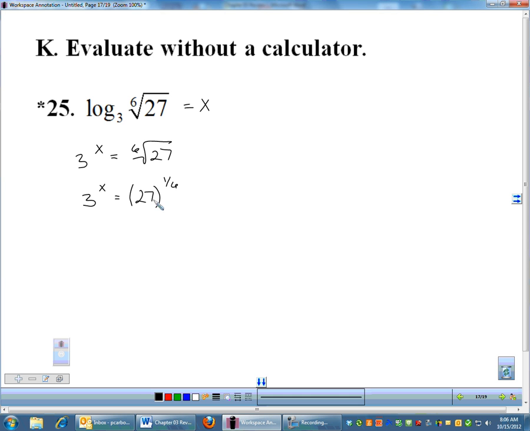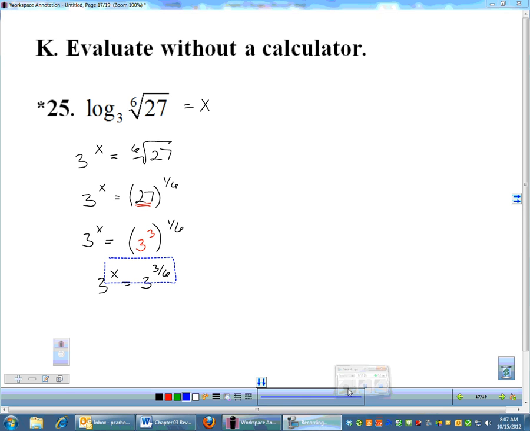And then I need to start cleaning up. 27 is the same thing as 3 cubed. So I'll turn 27 into 3 cubed to the 1/6. And so my left side is just 3 to the x. When you have a power to a power, you multiply. So 3 to the 3 times 1/6 is going to be 3 to the 3 over 6. And then you set the exponents equal. And we get x is equal to 3/6. And if you're incredibly smart, then you know that 3/6 is the same thing as 1/2. There we go.